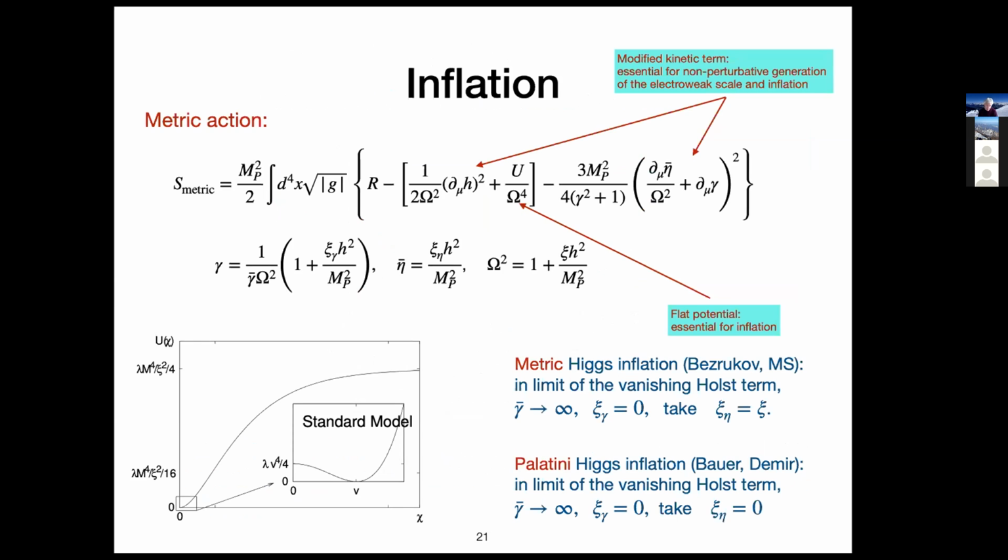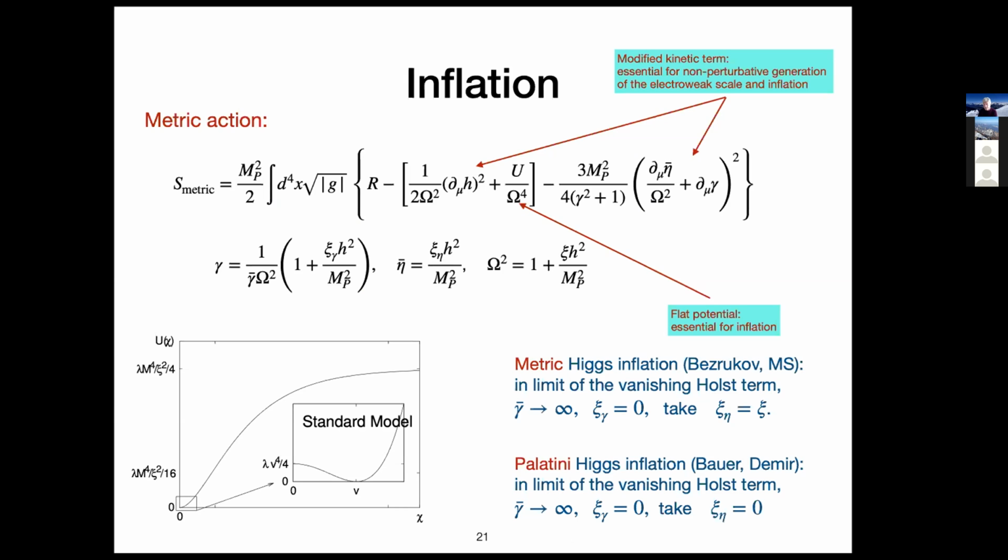So if you take our action, which we already discussed, then this action generically leads to Higgs inflation. Why so? Because the potential U divided by omega to the 4 is flat at large values of the Higgs field.